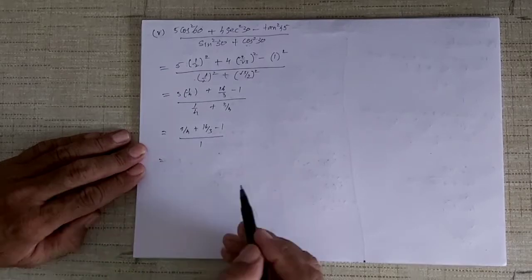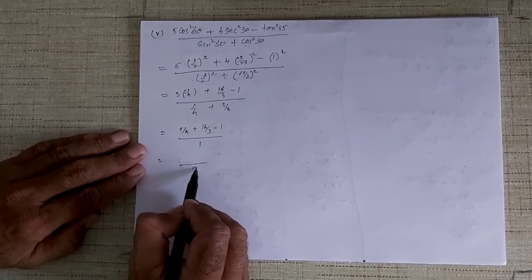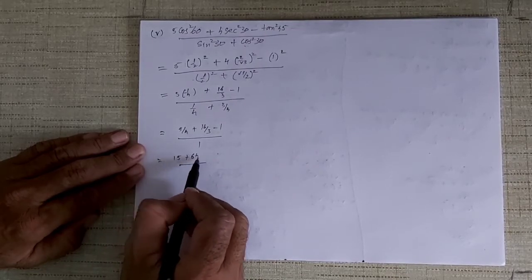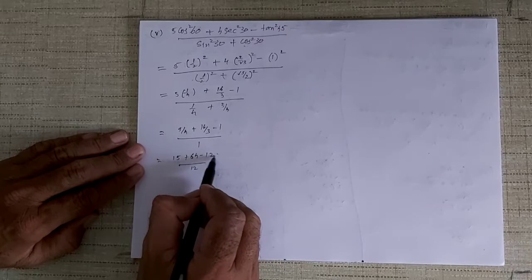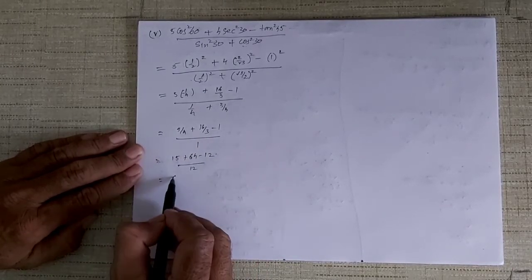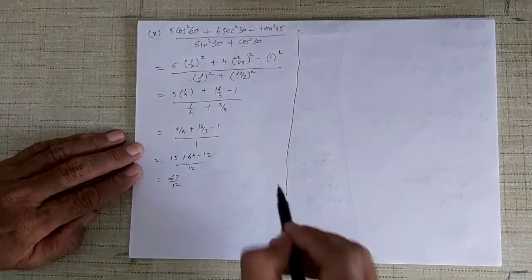Now next step, I am not writing the denominator. I am just taking the LCM. 4 3s are 12. Okay. So 5 3s are 15. 16 4s are 64 and minus 12. Alright. 15 minus 12 is 3. 64 plus 3 is 67. 67 upon 12. Alright. There you go.